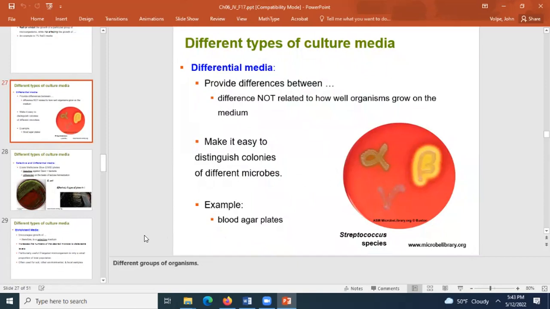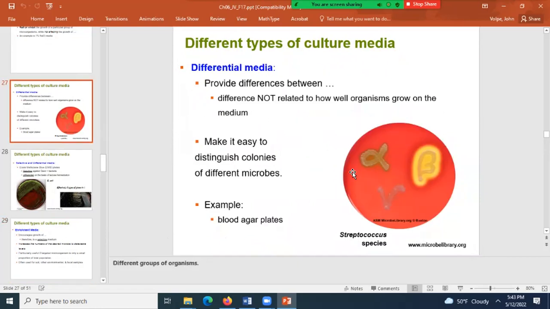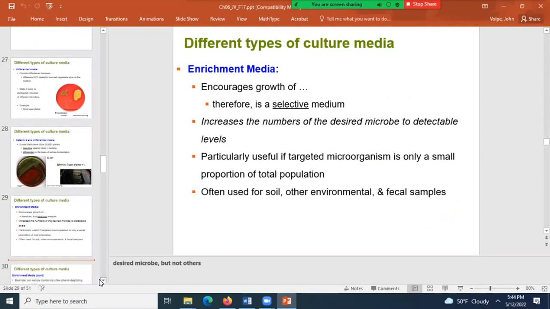Now, note the difference between enrichment media, that's a selective media, and an enriched media. An enriched media we just use to grow fastidious organisms, organisms which are difficult to grow. Okay, so there is a difference between enriched and enrichment. Any questions about that? All right.